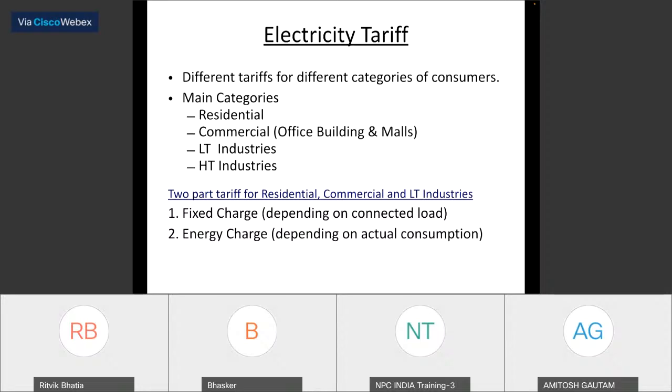All the utilities like discoms have a two-part tariff for residential, commercial, and LT industries. The fixed charge depends upon the connected load. If you have seen your electricity bill, there are fixed charges for your connected load directly, 1 kilowatt, 2 kilowatt, 6 kilowatt, 10 kilowatt, whatever you have. In the industrial sector it is given in kVA: 100 kVA, 200 kVA, 500 kVA, 1000 kVA and more. There are a lot of slabs available. So please see whether you are paying exactly for what you have mentioned as fixed charge. The second one is the energy charge, which depends upon the actual consumption.